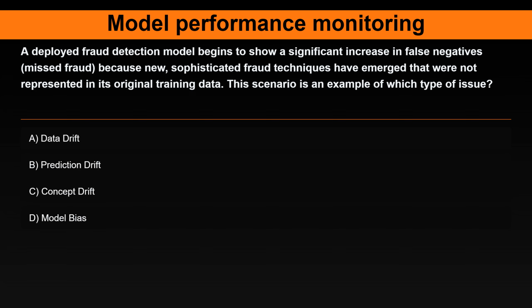Question 19. A deployed fraud detection model begins to show a significant increase in false negatives, missed fraud, because new, sophisticated fraud techniques have emerged that were not represented in its original training data. This scenario is an example of which type of issue? Option A, data drift. Option B, prediction drift. Option C, concept drift. Option D, model bias.